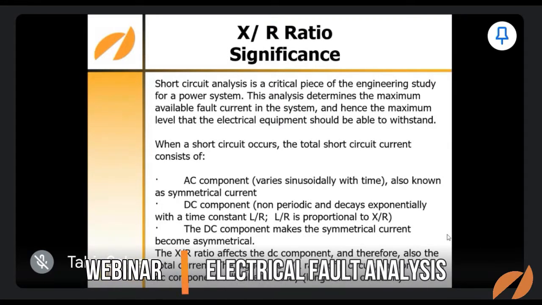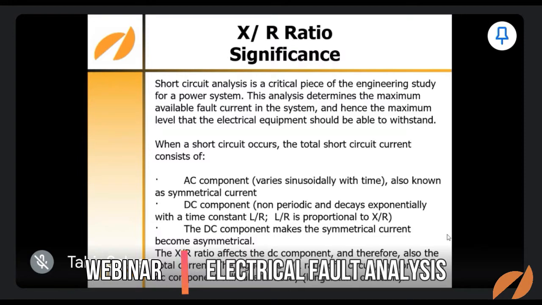When a short circuit occurs, the total short circuit current consists of an AC component, as I showed in the diagram, which varies sinusoidally with time, also known as symmetrical current, and a DC component, non-periodic and decaying exponentially with the time constant of L by R. L by R is proportional to the X by R ratio. The DC component makes the symmetrical current become asymmetrical.